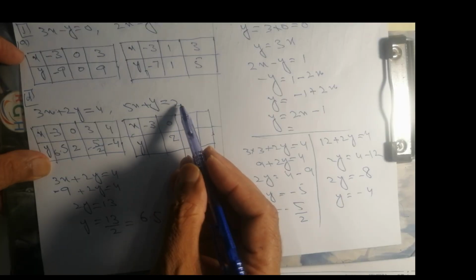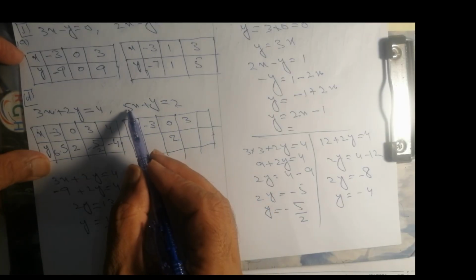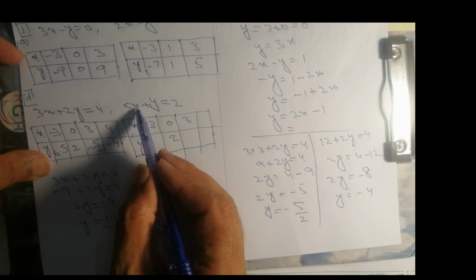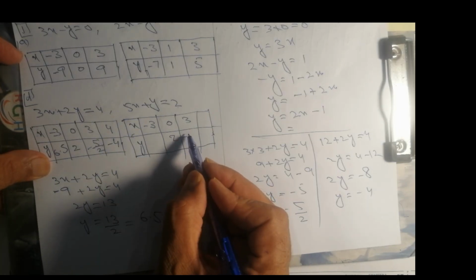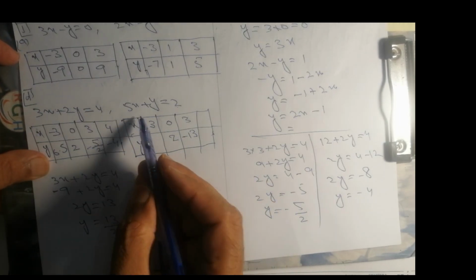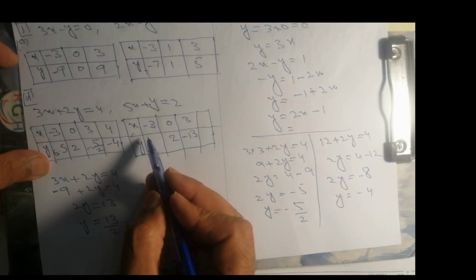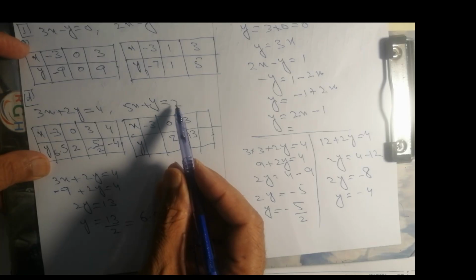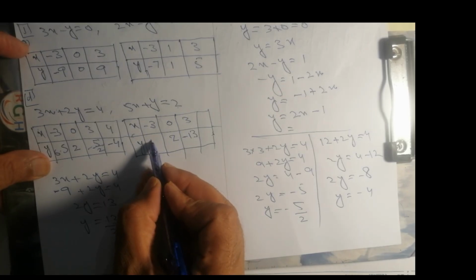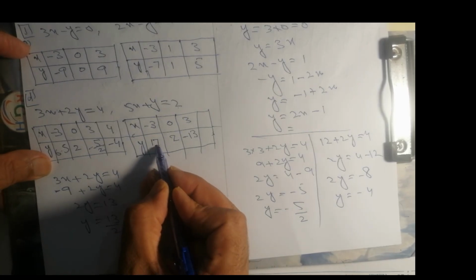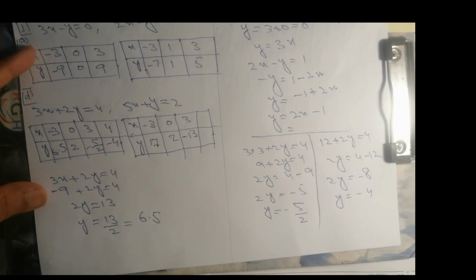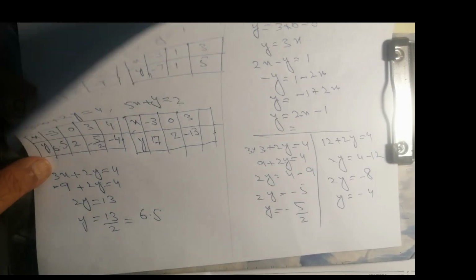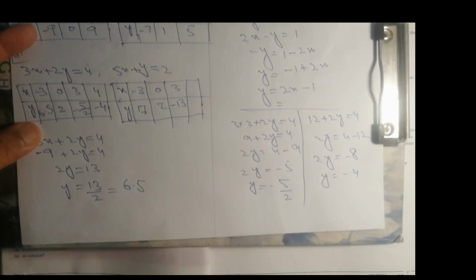If we put x equal to 3, 3 fives are 15, and y will be -13. And if x is -3, it is -15, and plus 2, y will be 17. So we can use the same graph as we used before.